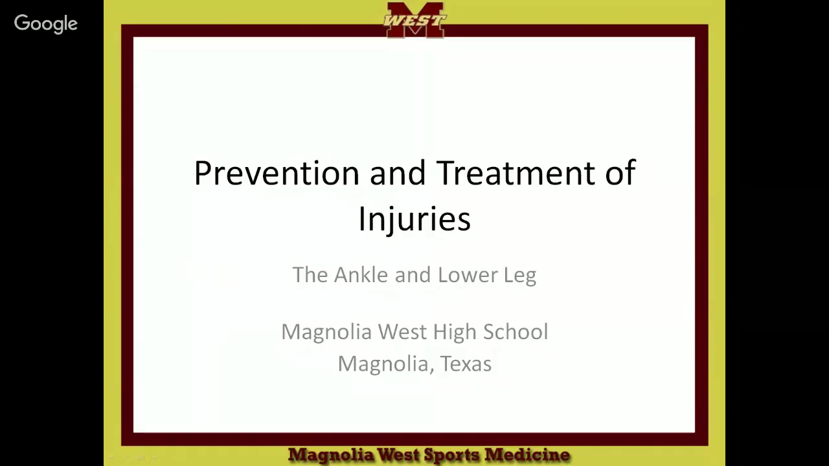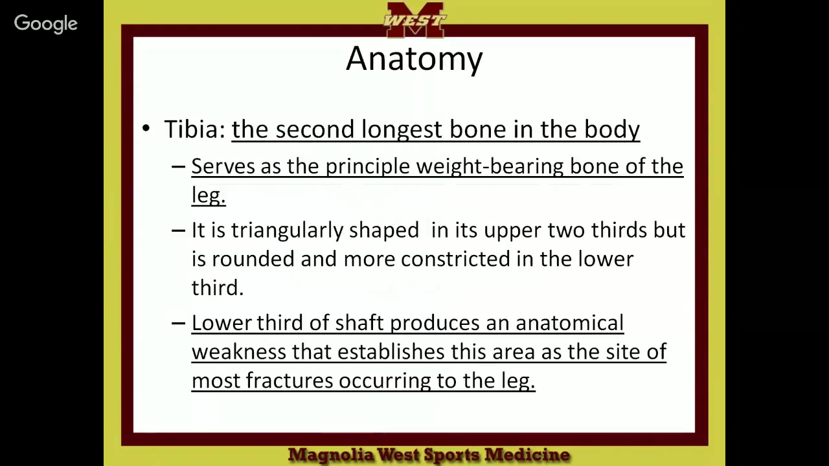Lower leg? No? Okay. Well, we'll go over it. The tibia. What else do we call this bone? The shin? Yeah. So it's the second longest bone in the body, and it serves as the principal weight-bearing bone of the leg. It's shaped triangularly at the top. So up here, where it's closer to your knee, it has more of a triangle shape. And then as you go down, it ends up being more rounded and slimmer. That's why it's weaker in the lower third of it. This is the site where most fractures occur in the leg.